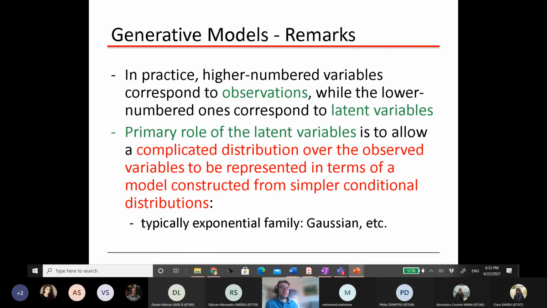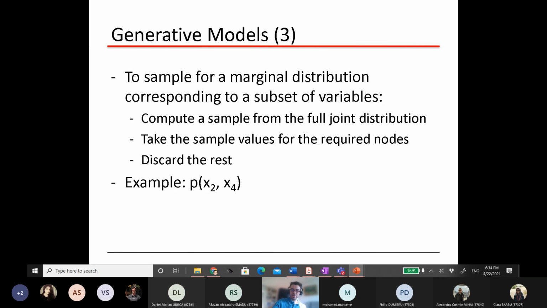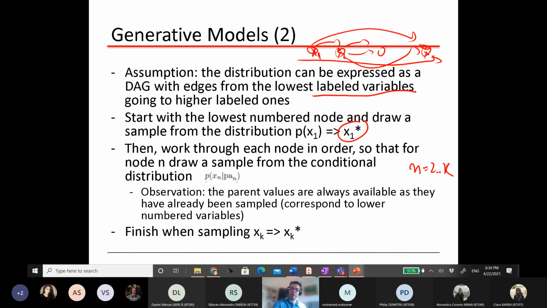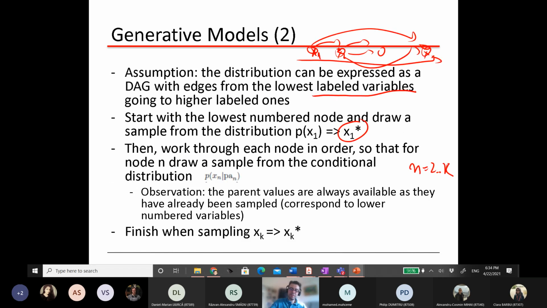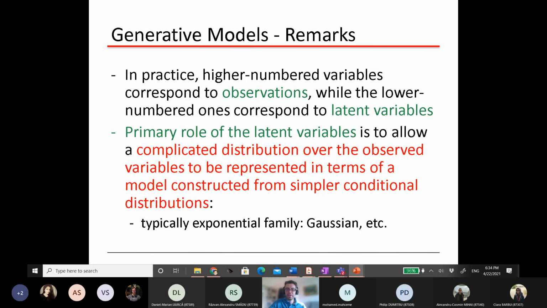Cool, and now let's see how, so actually we can sample from any Bayesian network, but not always are Bayesian networks made to be generative models. But when they are generative models, in general, the higher number variables, the ones to the right over here, usually correspond to observations, while the lower number variables, the ones to the left, correspond to latent variables.